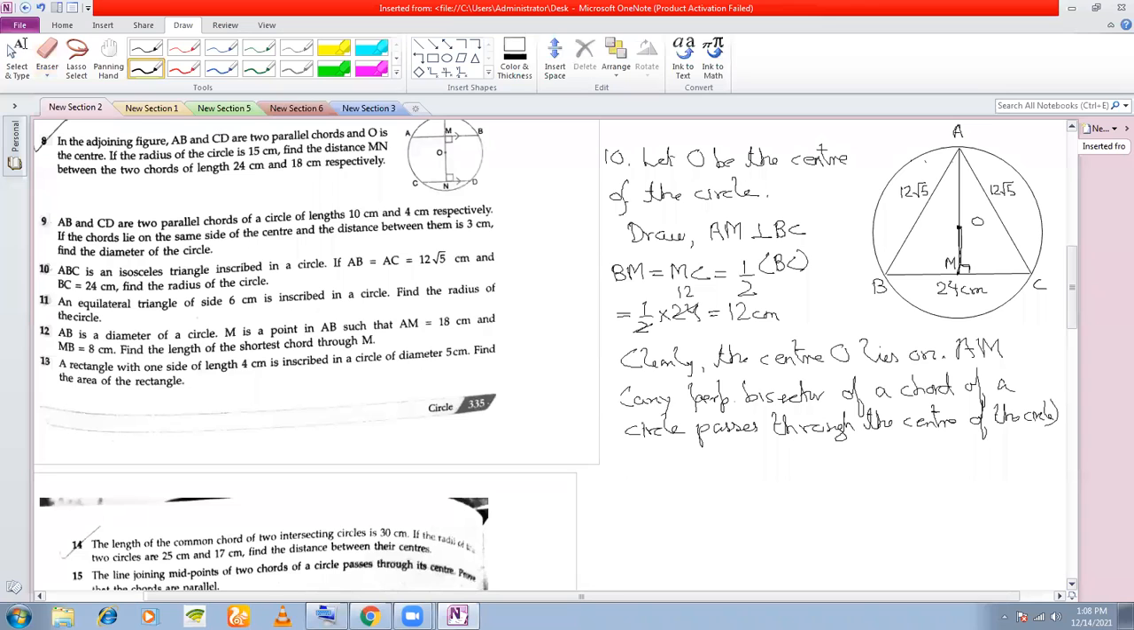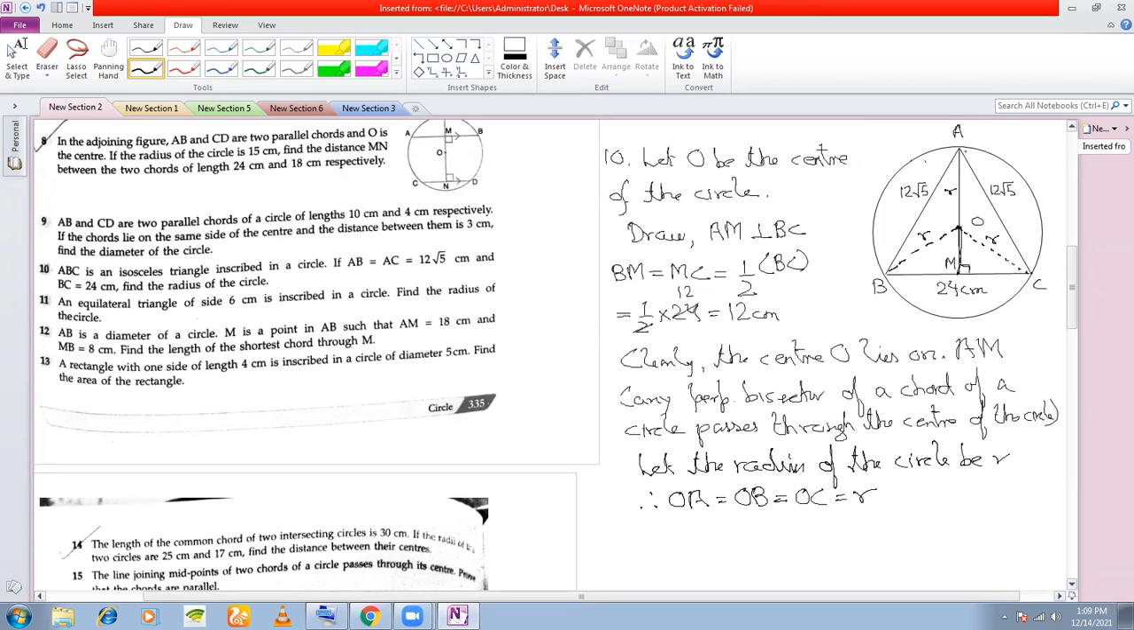Now let's see. You need to find out the radius of the circle. So what is the radius of the circle? OB is one radius, OC is another radius and OA is another radius, right? I say let the radius of the circle be R. Therefore, OA, OB, and OC are all equal to R. So this length is R, this length is R, and this length is R.